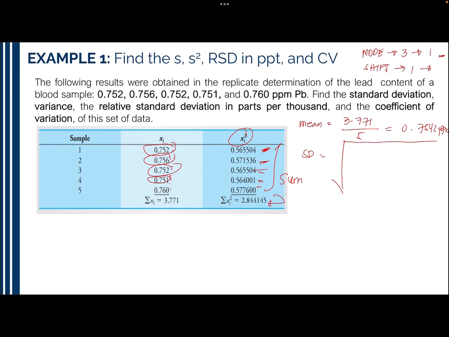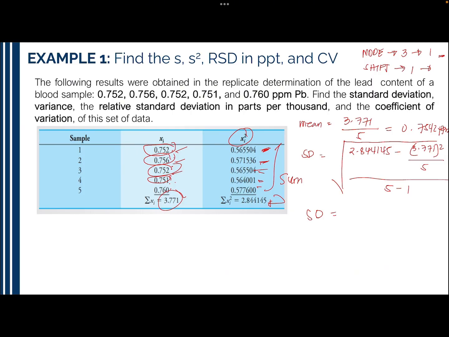So, SD is equal to the square root of 2.84145 minus, the summation, 3.771 squared over the number of data, which is 5, divided by 5 minus 1.